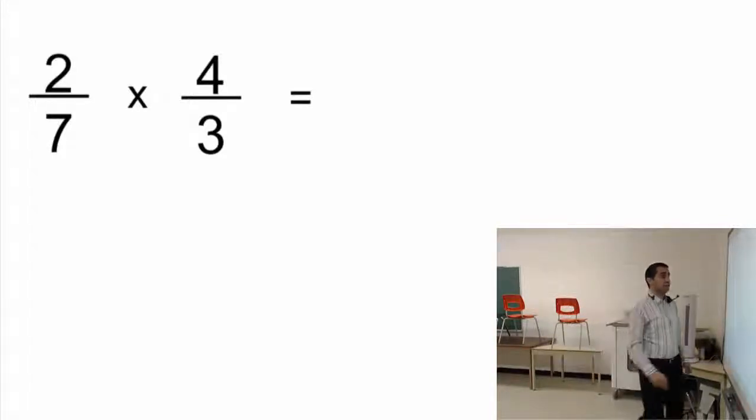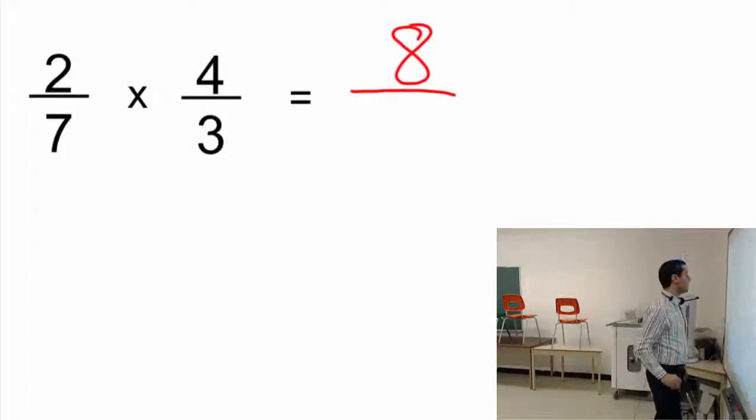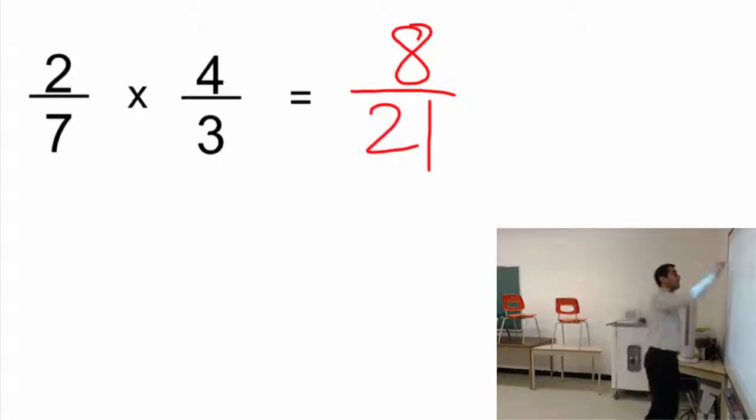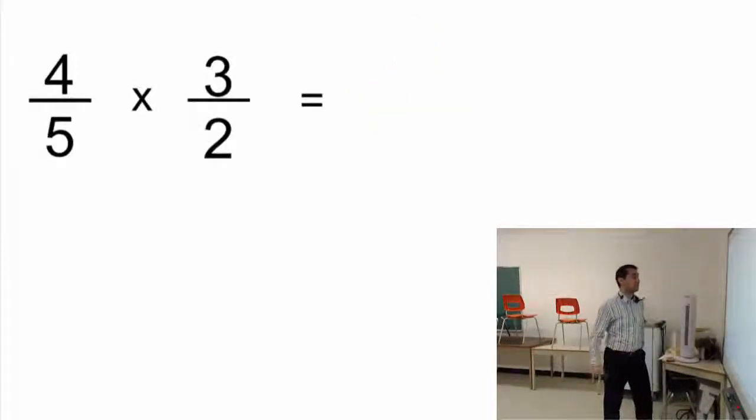2 times 4, also 8. 7 times 3, that's 21. And you can't simplify that, so that's the answer. And now let's look at the next example.